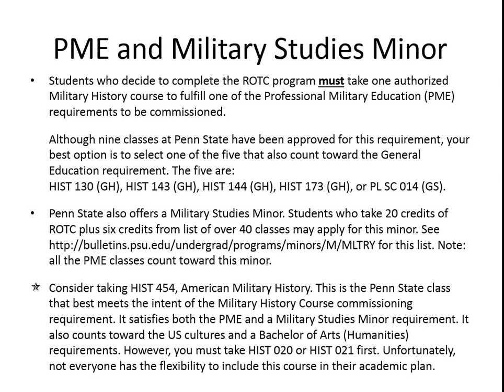Penn State offers a 26-credit military studies minor comprised of 20 credits of ROTC classes plus 6 additional credits. All the PME classes count toward the minor, and many of the classes for the minor also count as Gen Eds. If you can work it into your plan, History 454, American Military History, is worth considering. However, you must take a prerequisite class, either History 20 or History 21 first.